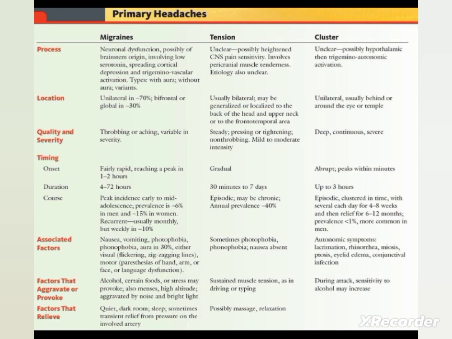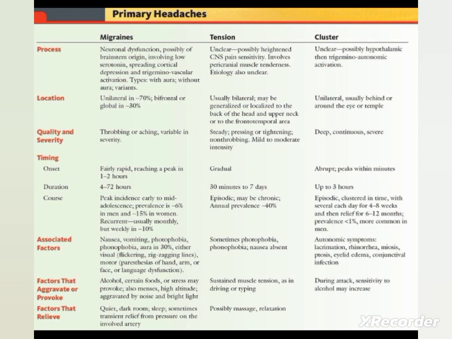And timing of headache. In migraine headache, the onset is fairly rapid, reaching peak in 1 to 2 hours, and the duration may be 4 to 72 hours. Tension headache has a gradual onset. Cluster headache onset is abrupt, peaks within minutes and lasts for 3 hours and sometimes more. Then the course of migraine headache: peak incidence is in early to mid adolescence, prevalence is 6% in men, and it is mostly common in females.